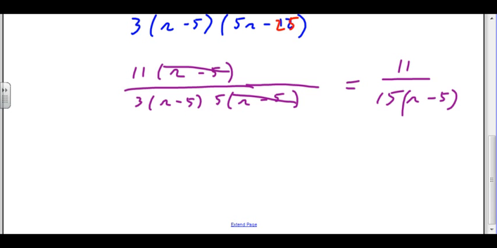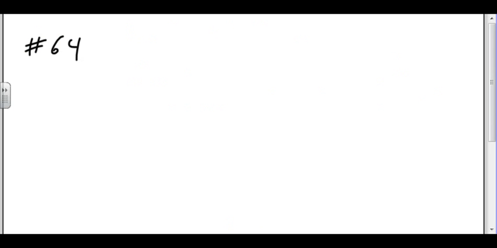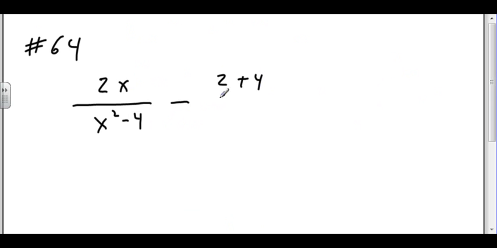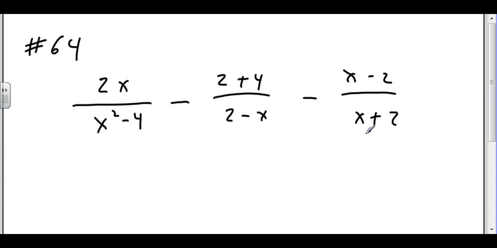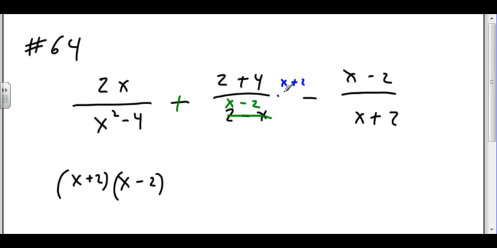All right, let's drop down to 64. Number 64. All right, 2x over x squared minus 4, minus 2 plus x over 2 minus x, minus 2 over x plus 2. Okay, well I recognize this guy as x plus 2 times x minus 2, right? So it'd be really cool if this guy was x minus 2. So we're going to make him positive, and we're going to turn him around to x minus 2. All right, and then we're going to multiply top and bottom by x plus 2 on that guy, and top and bottom by x minus 2 on this guy.